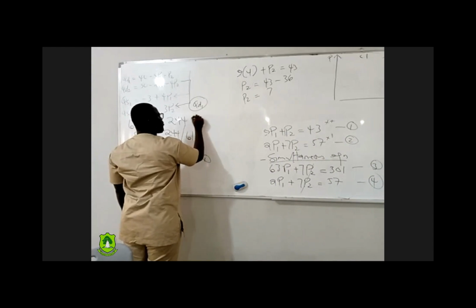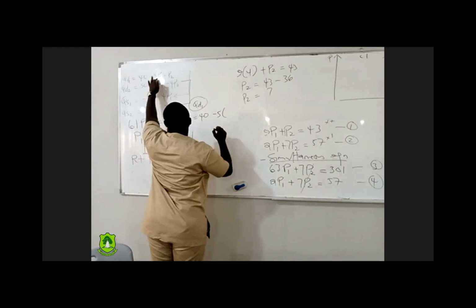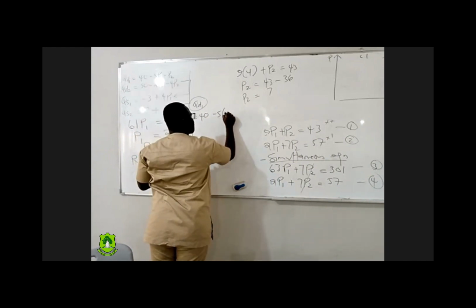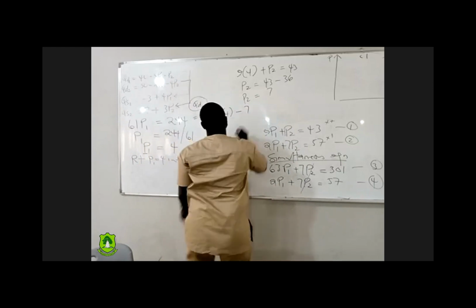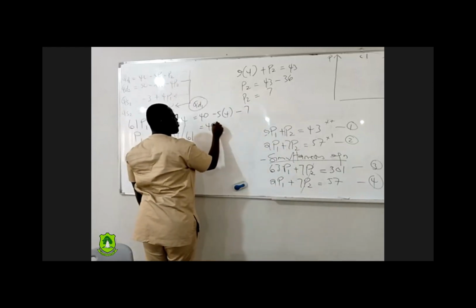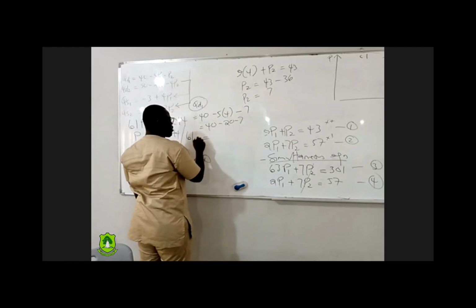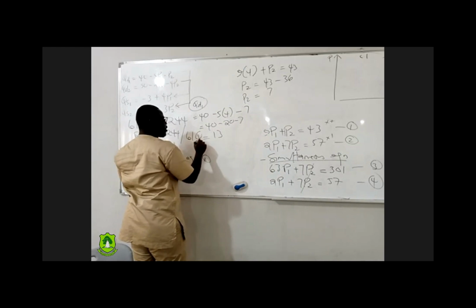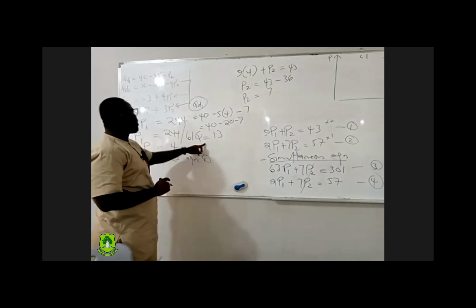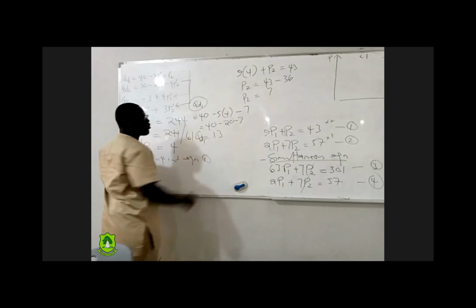So which means that if we put the two prices into quantity demanded 1, we are going to have 40 minus 5 P1, which is what? 4 minus what? Minus 7. So here will be 40 minus, so which means that our quantity demanded for commodity 1 will be what?